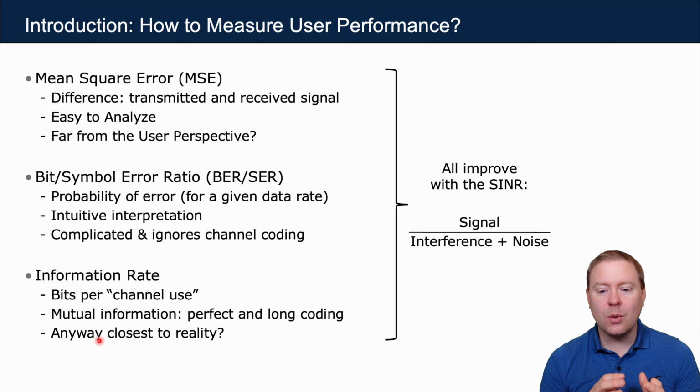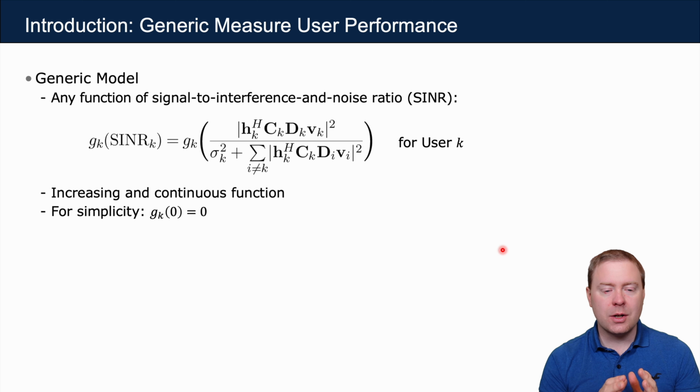But the good thing is that we don't really need to care about what metric we are choosing, because all of these ones are improving when we improve the signal to interference and noise ratio. The signal power divided by the interference power plus the noise power. So we can optimize that one instead. So a generic model also for the performance metric might be that we have any function of this SINR. Let's call the function g_k for user k. And we have an SINR expression for our case that looks like this.